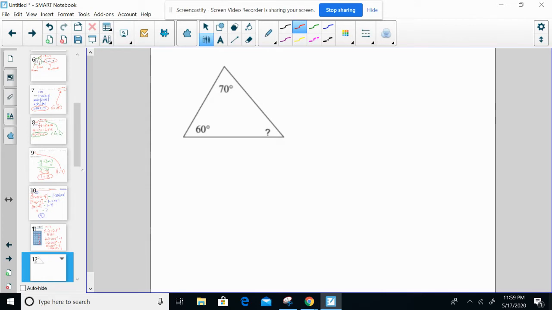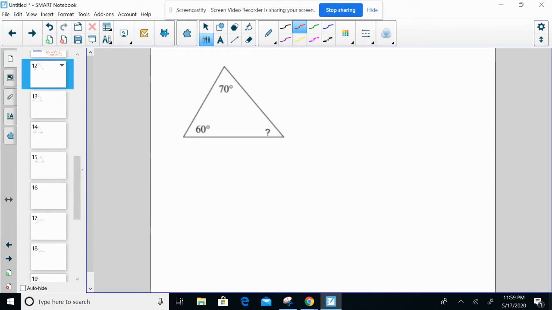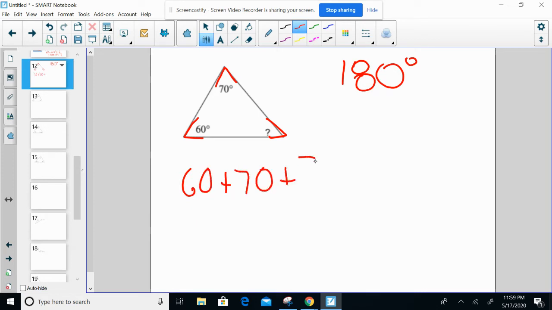Now, this is the most important thing about triangles and their angles, and what we're going to be doing with this in the next worksheet, which is all angles in a triangle add up to 180 degrees. Okay, so a couple ways that we can do this. We know this plus this plus this equals 180. So that means that 60 plus 70 plus question mark are going to add up to 180 degrees. We just need to find what question mark is.